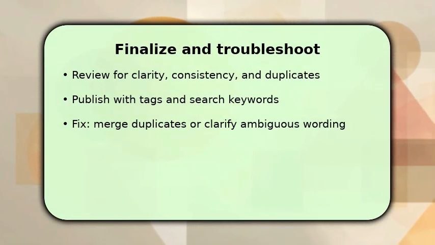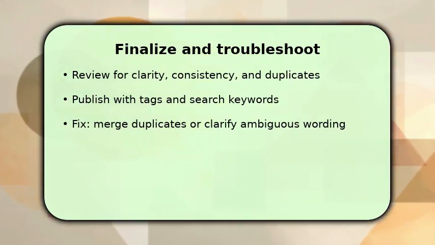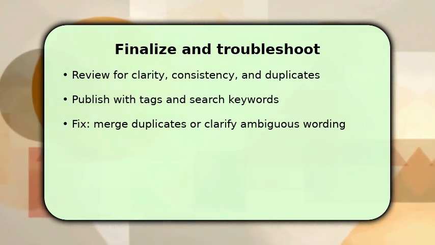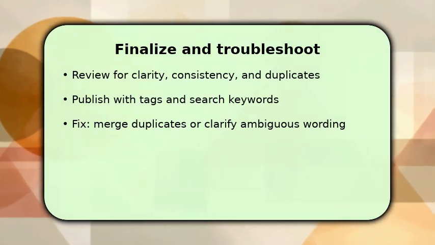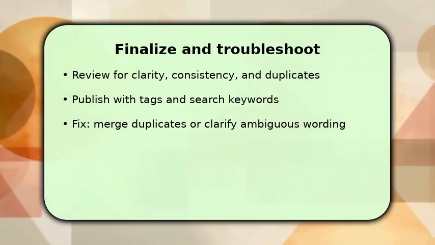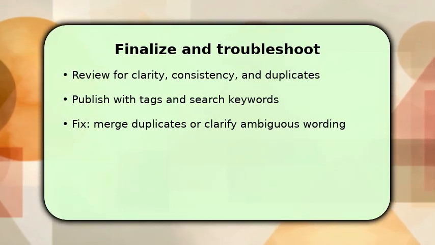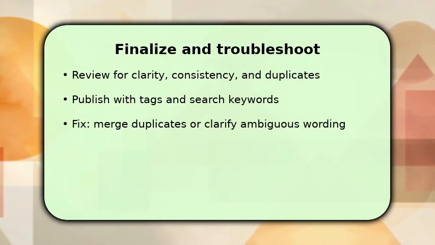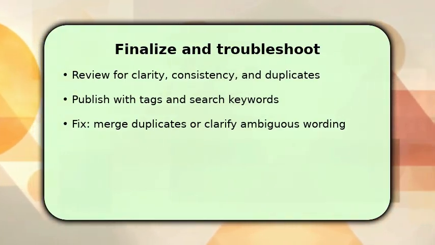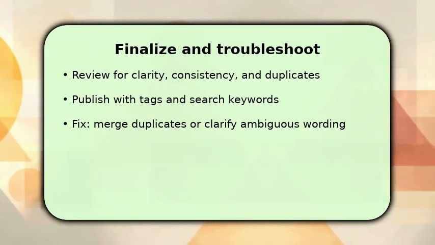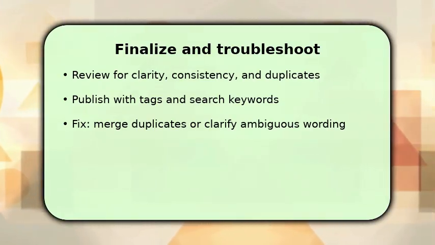Finish by reviewing the entry for clarity and consistency, checking for duplicates and ambiguous wording. Once clean, publish with tags and search keywords so users can find it easily. If overlap exists, merge duplicate entries and keep the clearest definition. If confusion persists, add a short note or example to disambiguate. Make sure to track changes and solicit feedback. That ongoing loop keeps the glossary accurate and useful.